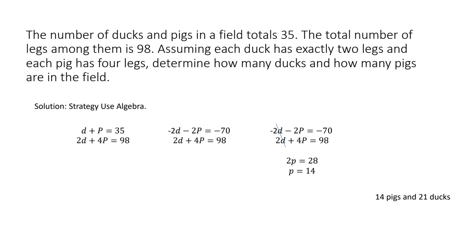And then I could go back and use my initial equation and substitute 14 and solve for D. And I get the same answer. 35 minus 14 is 21, which is the number of ducks.